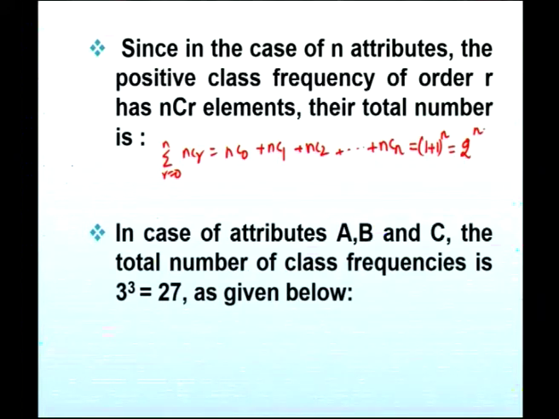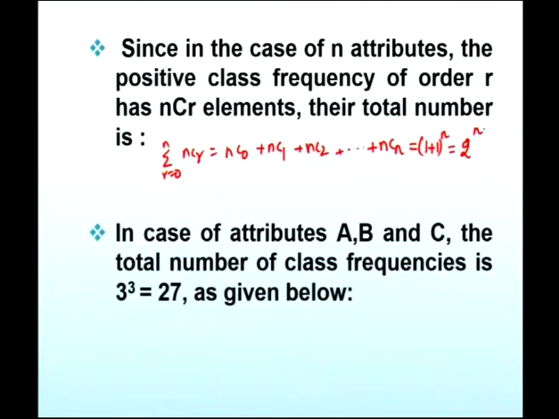Thus, in a class of attributes A, B, C, the total number of class frequencies is 3 cube. That is 3 power n, where n is equal to 3 here because of the attributes A, B, C. Therefore, we have 3 cube. So, there will be a total number of class frequencies as 27. Okay, let us see how this 27 comes.